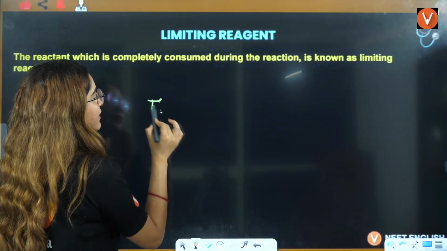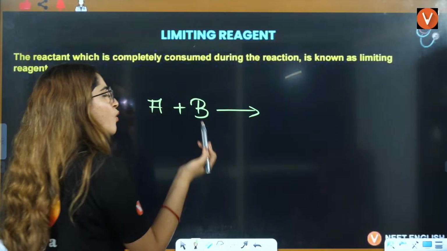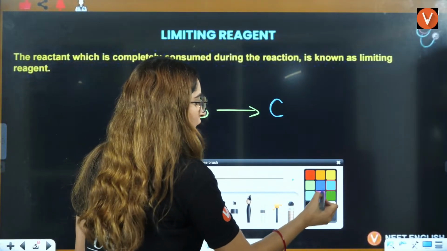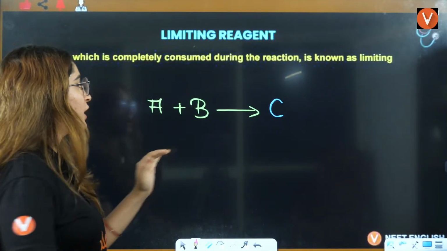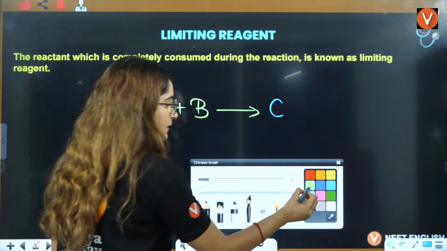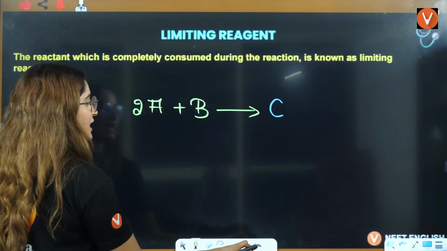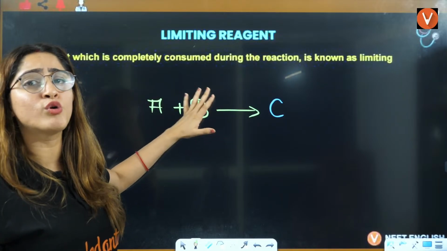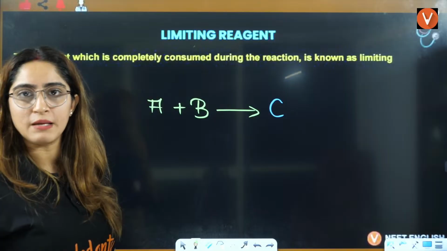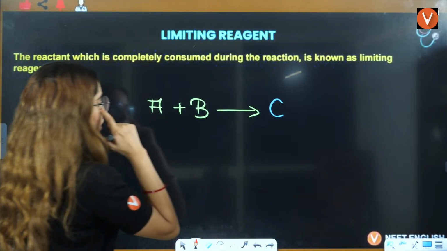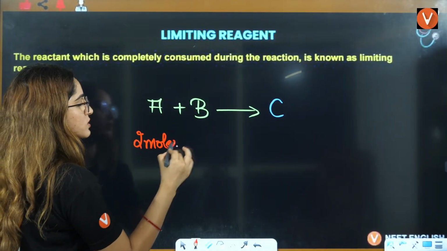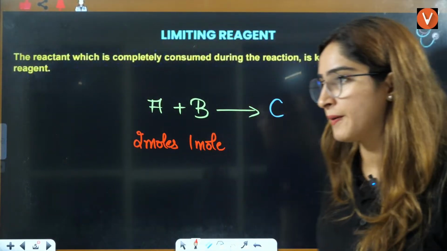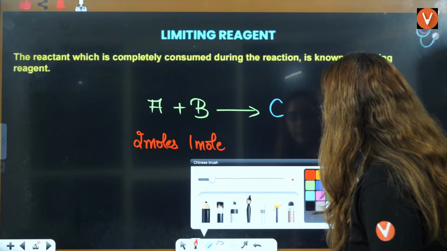So you have one reactant, you have a second reactant, and both of them are reacting to give you a product, right? Let's take an example: 1 mole of A reacts with 1 mole of B to give 1 mole of C. If in the question they give me 2 moles of A, 2 moles of B, and 1 mole of C, then which is going to be your limiting reagent?